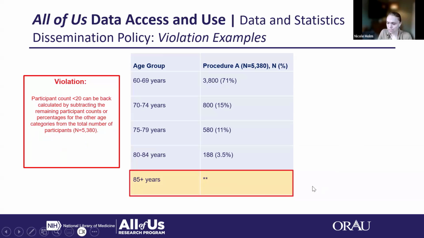And finally, if you attempt as a researcher to mask this value entirely, you can still use the remaining values to back calculate and identify that there are 12 participants in this remaining age category.